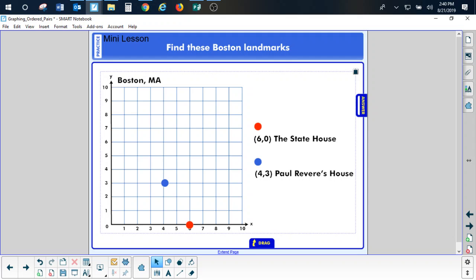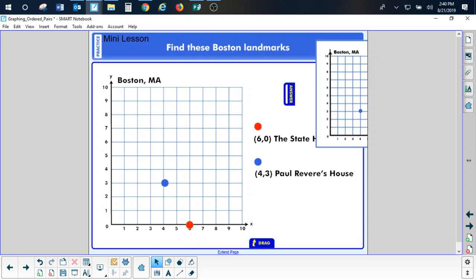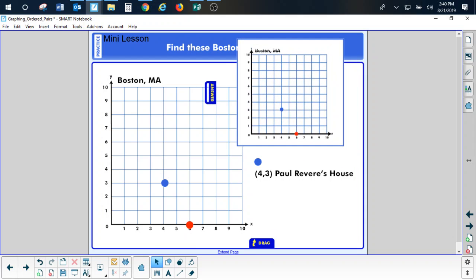So just to double check our answers, the answer key shows that the red dot is 6 units to the right and 0 units up. So we are correct there. And the blue point, they said to move it 4 units to the right and 3 units up. So we placed that in the correct spot as well.